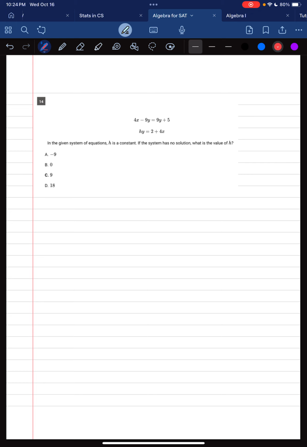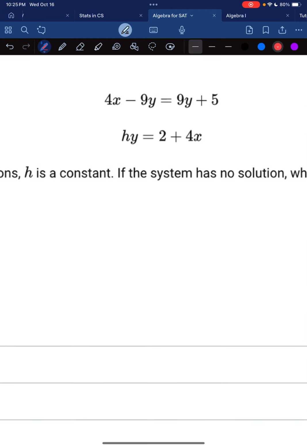It says in the given system of equations, h is a constant. If the system has no solution, what is the value of h? So this is another system of linear equations problem, and we know that for a system of linear equations to have no solution, the two lines need to be parallel. So I'm going to first rewrite both of these equations in slope-intercept form, and then set their slopes equal to each other, because we know that parallel lines have the same slope and different y-intercepts.